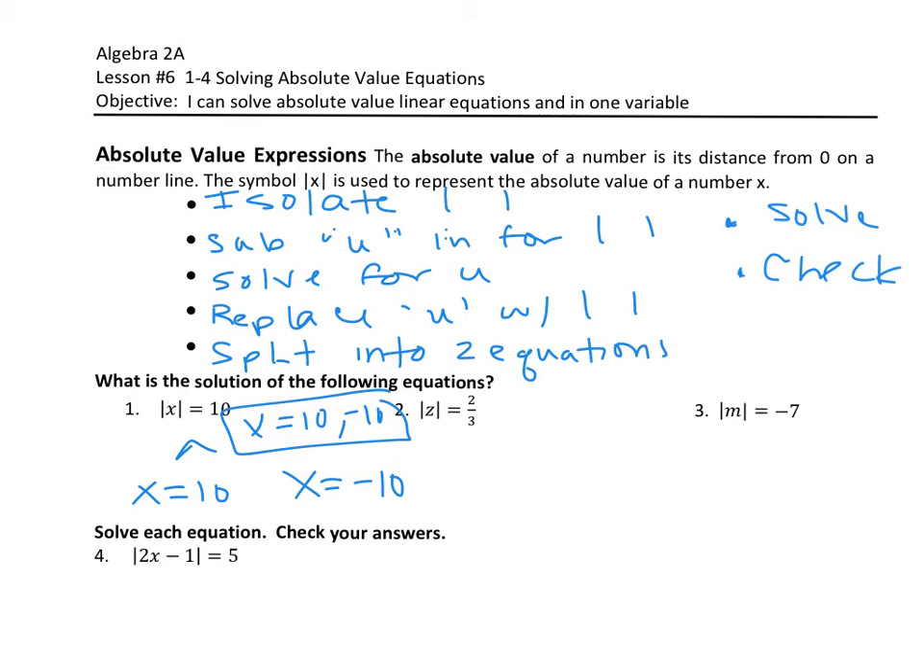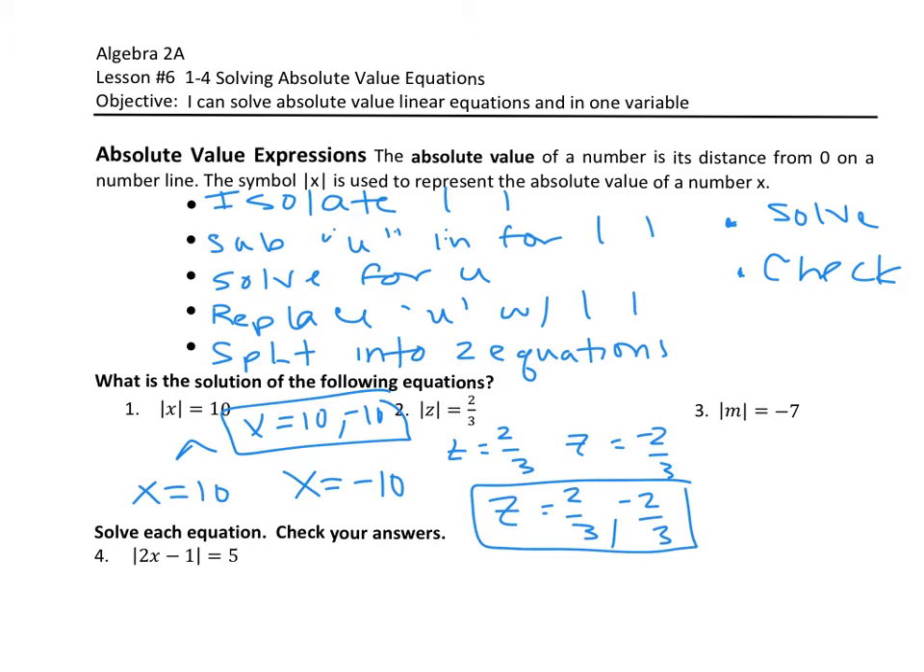The next one's going to be the same. We're going to go z equals 2/3, and z equals negative 2/3. So z equals 2/3, comma, negative 2/3, and that would be my answer.